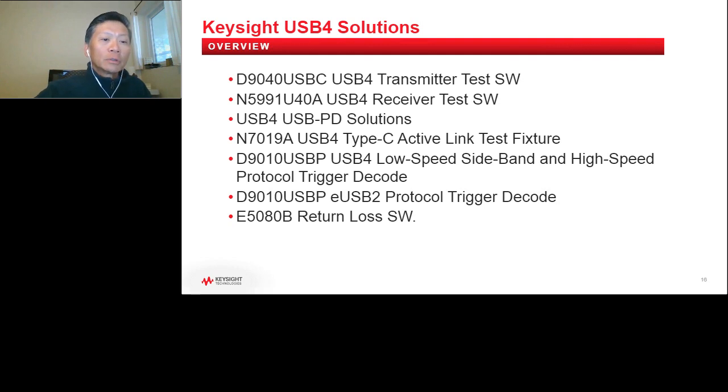Keysight has also introduced the new USB4 low-speed sideband and high-speed protocol trigger decode that runs on a scope. In addition, some of you will be implementing a low-powered version of USB 2 called Embedded USB 2. We have also introduced a new eUSB2 protocol trigger decode software. And finally, for return loss, we have return loss software designed specifically for our VNA.